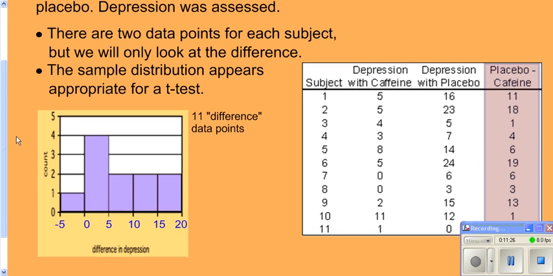So we have our 11 subjects. Here we have their measurement of depression with caffeine. Here we have their measurement of depression without caffeine, the placebo pill. And then we have that for the second one and the third one and so on. Over here, we're looking at the differences. We're taking our placebo and subtracting the caffeine. So the 16 minus the 5 is our 11, or the 23 minus the 5 is our 18.